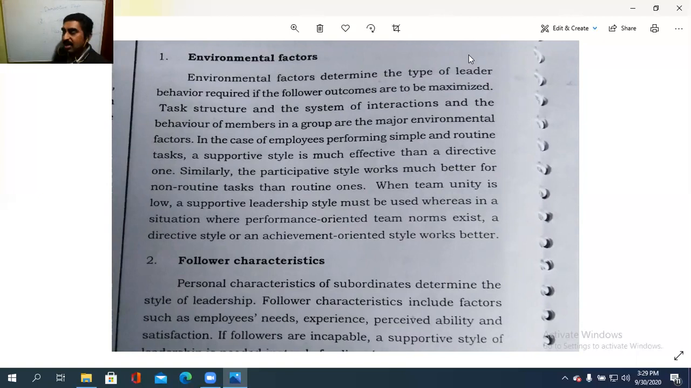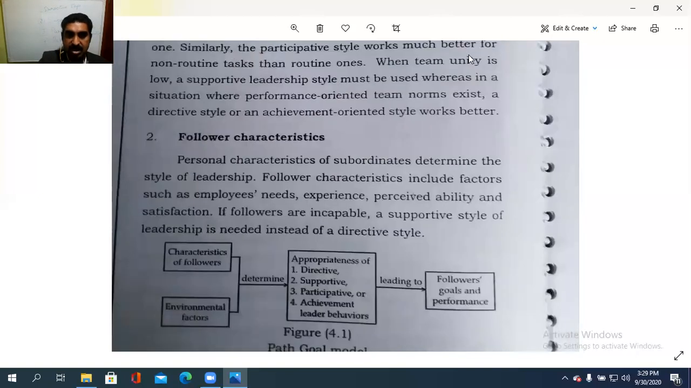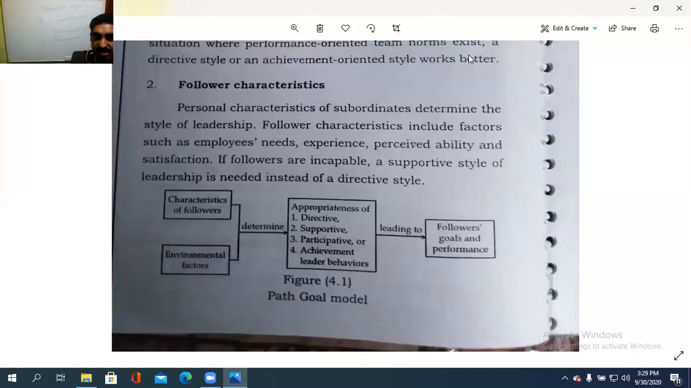While non-routine things, which one is better, a participative or a directive style? So this is the case with the environmental factors. While follower characteristics is there. See, personal characteristics of subordinates determine the style of leadership. That is, each subordinate's personal character determines the style of leadership.